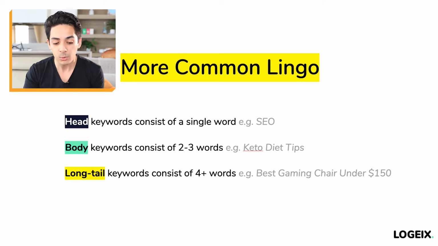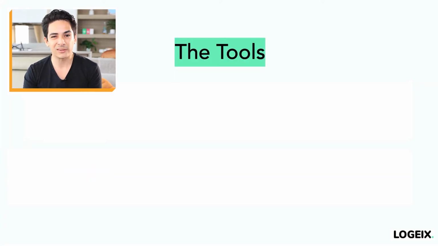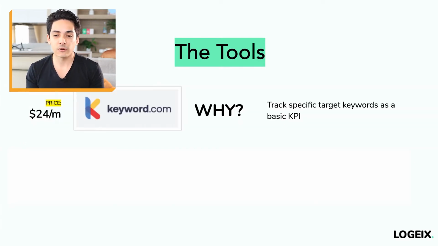Beyond that, there are also tools that you're going to need at this point. There are additional tools which may help. Here are two that I absolutely recommend that you need. Number one is a rank tracker for tracking specific keywords as a KPI, just to see how well you're performing against those main focus keywords.